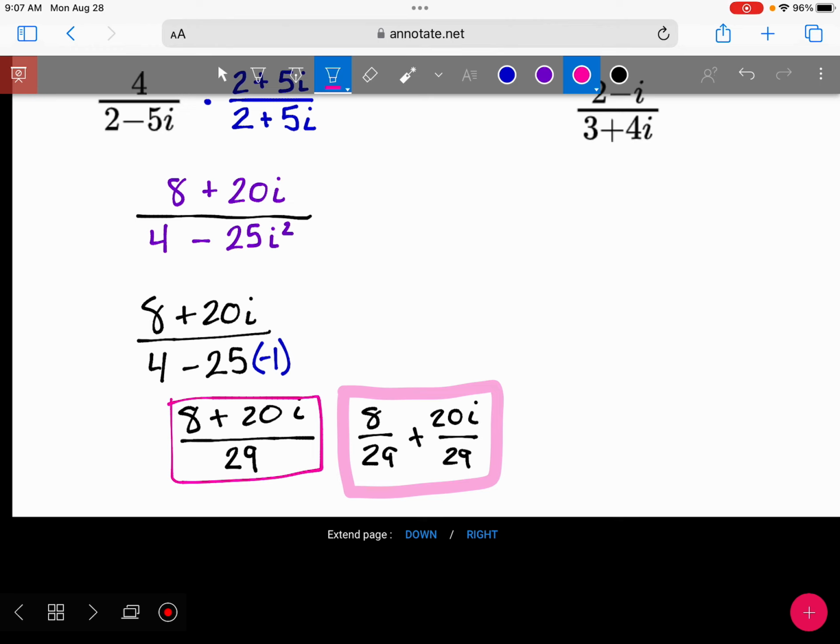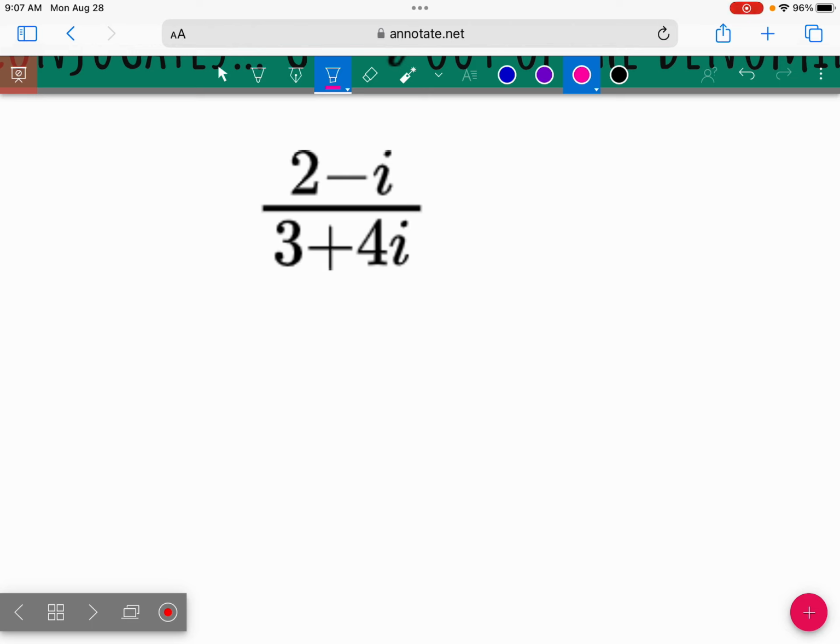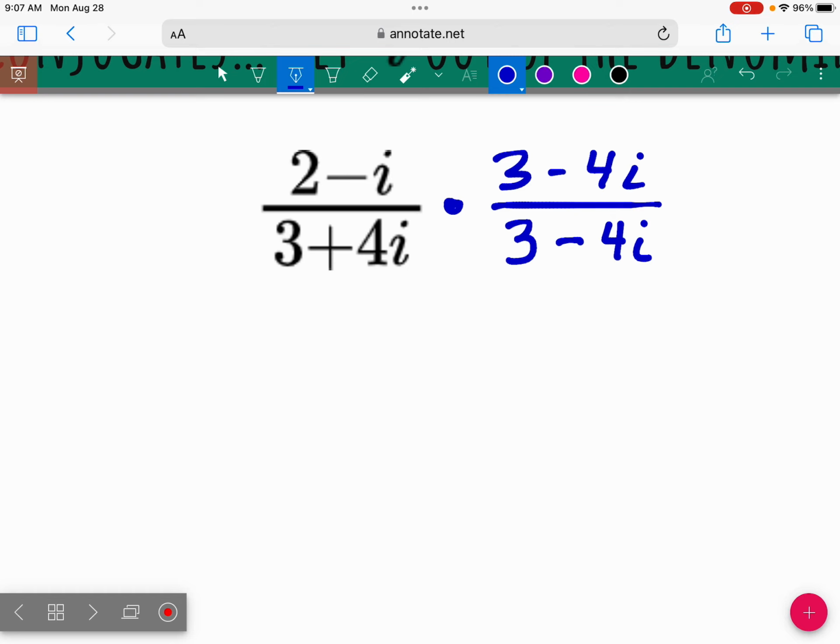So we multiply by the conjugate and simplify. Let's do another one. Now we have 2 minus i over 3 plus 4i. So we are going to multiply by the conjugate, which means it's going to have the same terms, the 3 and the 4i, but instead of a plus, it's a minus. Multiplying by that conjugate.